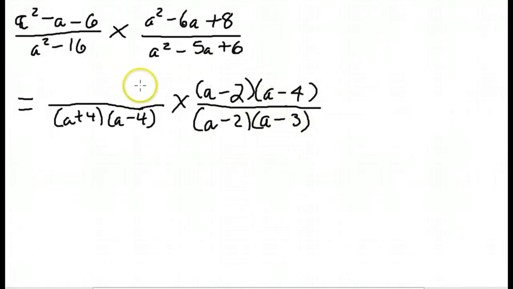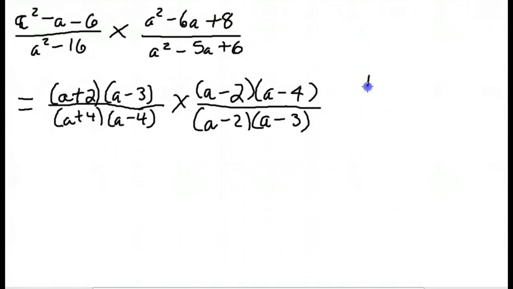How about this a minus 3? Might it cancel with this expression here? Well, if it does, I'm going to get a negative 6. This will have to be a plus 2 and a plus 2. A squared minus 3a plus 2a is minus 1a minus 6. So there we go. We have all the factorizations.